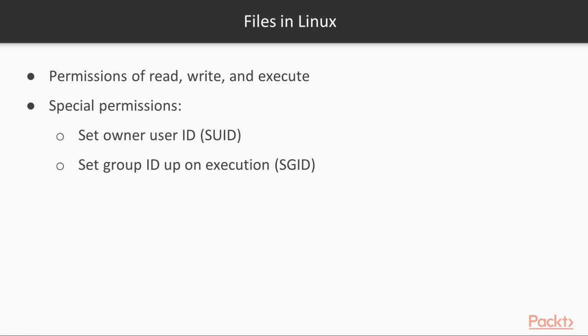In Linux, normally a file has permissions of read, write, and execute. Apart from these permissions, it can also have special permissions such as set owner user ID, SUID, and set group ID upon execution, SGID. Due to these permissions, it is possible for a user to log in from their account and still run a particular file, program, with the permissions of the actual file owner, which can be root also.